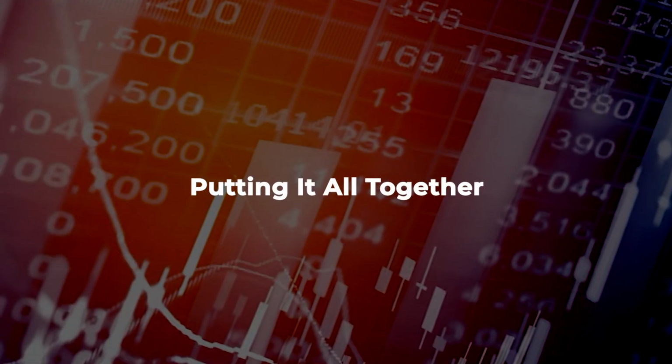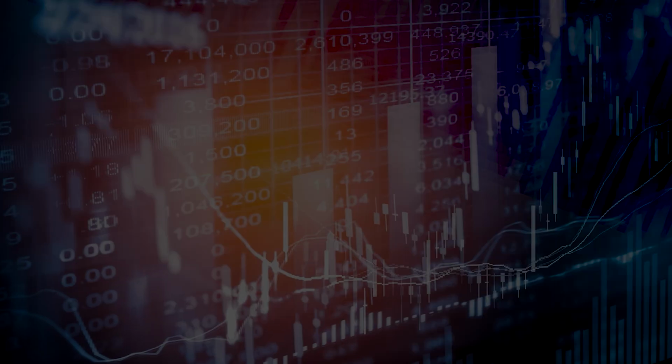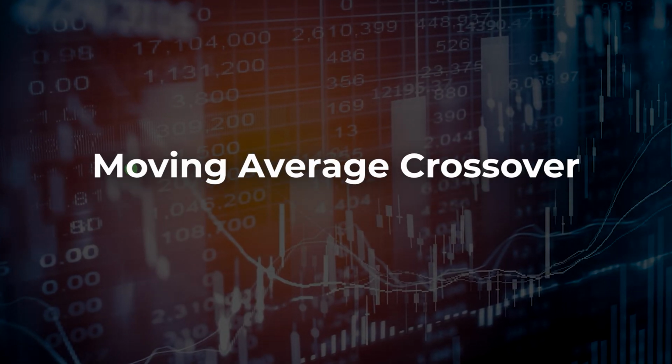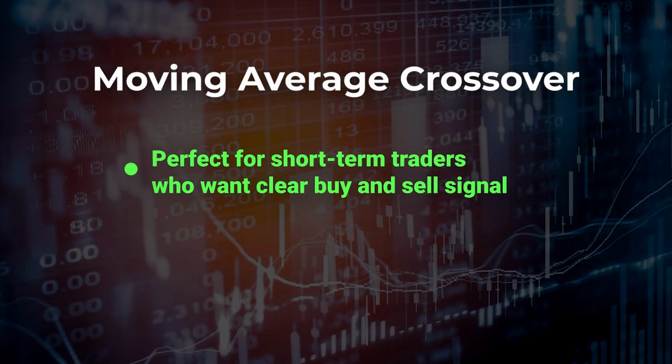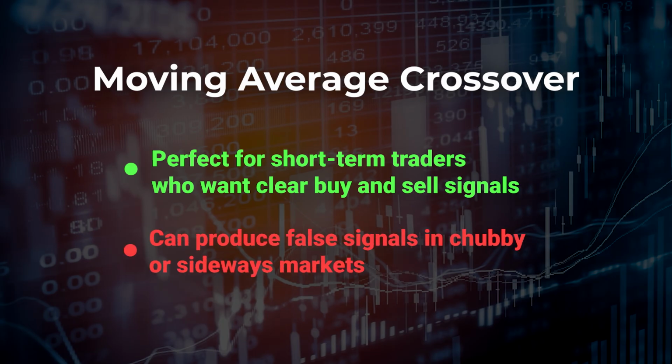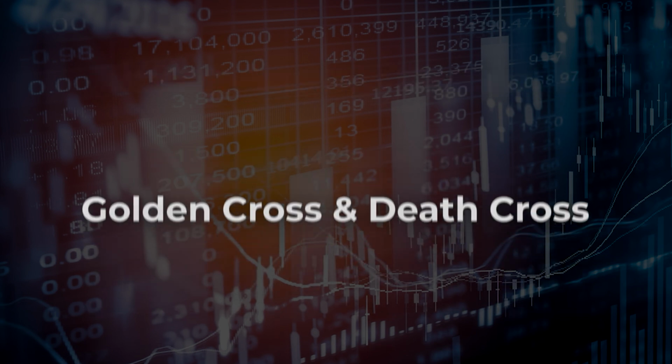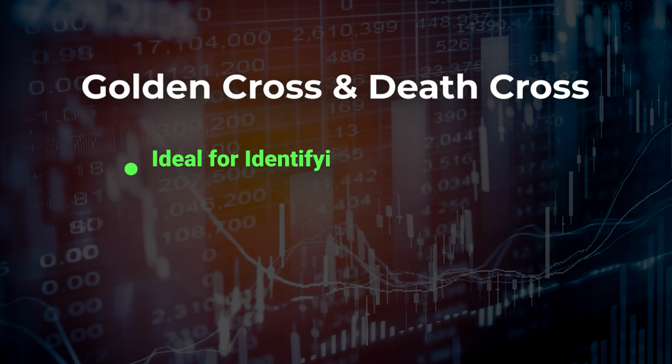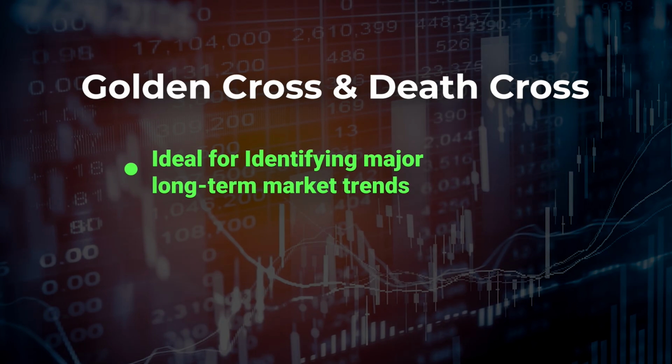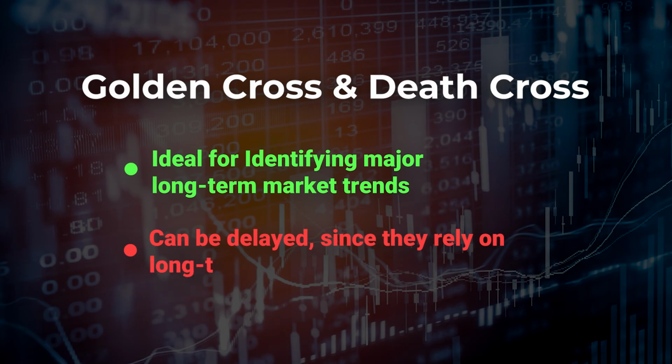All of these strategies have their own strengths and weaknesses. The moving average crossover is perfect for short-term traders who want clear buy and sell signals. However, it can produce false signals in choppy or sideways markets, so it's important to confirm the trend with other indicators before acting. The golden cross and death cross are ideal for identifying major, long-term market trends. The downside is that these signals can be delayed since they rely on long-term moving averages, meaning you might miss the earliest stages of a trend.